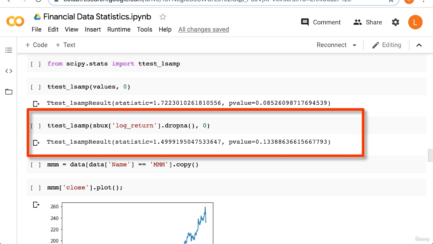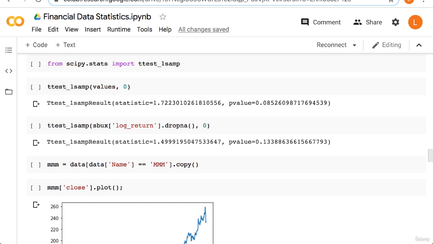If we check the same test for the log returns, we get an even higher p-value. Now, it's important to remember that these are two-sided tests. As an exercise, you might want to try to figure out what the p-value should be for the one-sided test.